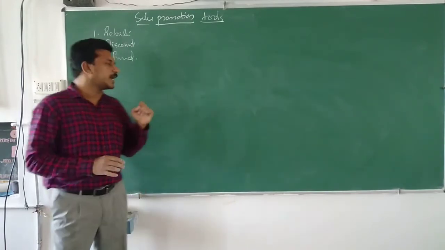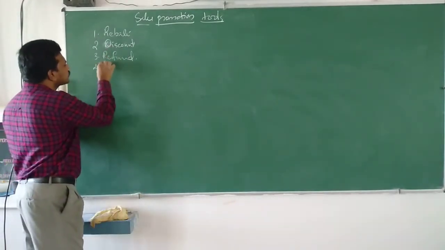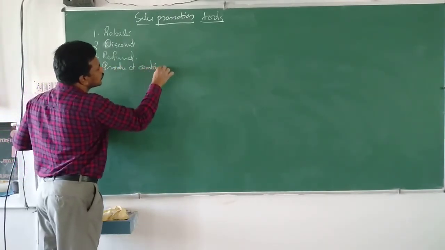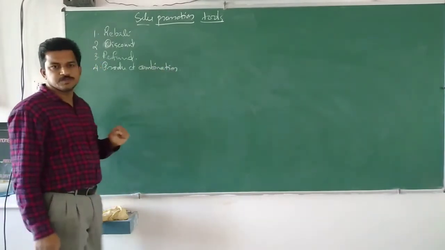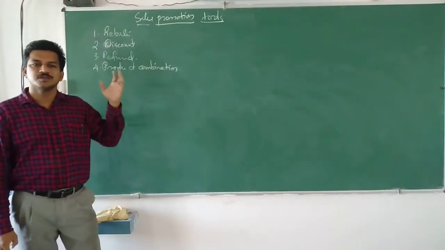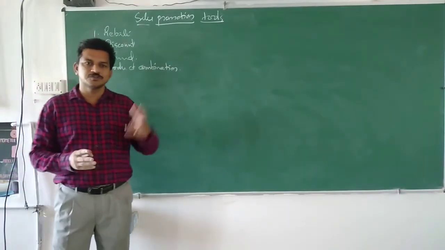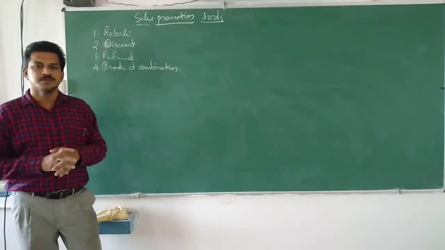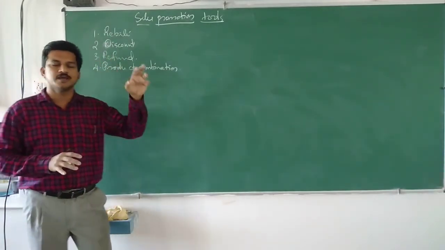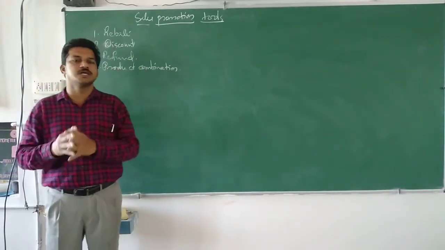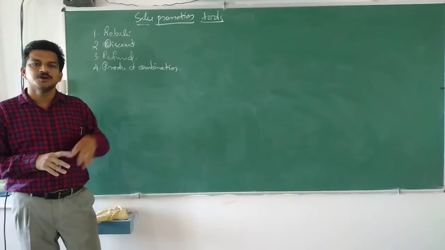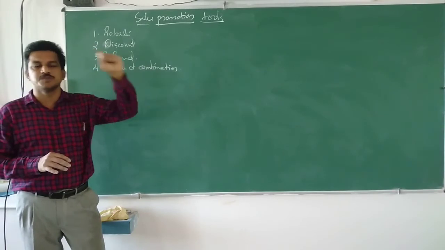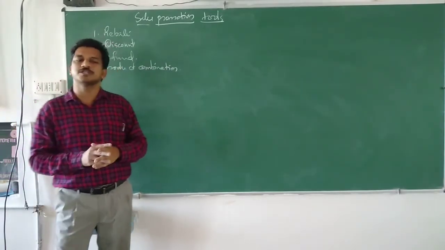Then another one is product combination. That means an addition of another product. With tea, you are getting a glass or a tumbler. For buying some baby food, you are getting an extra tumbler. Or at the time of buying a toothpaste, you are getting a toothbrush extra. That is called product combination.